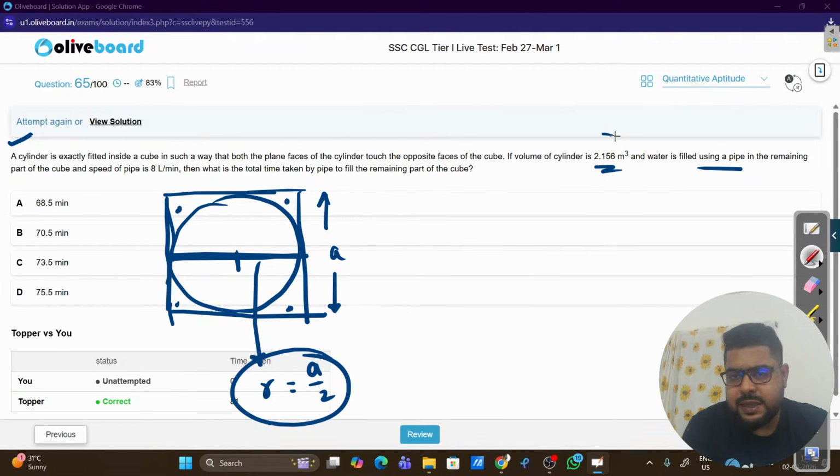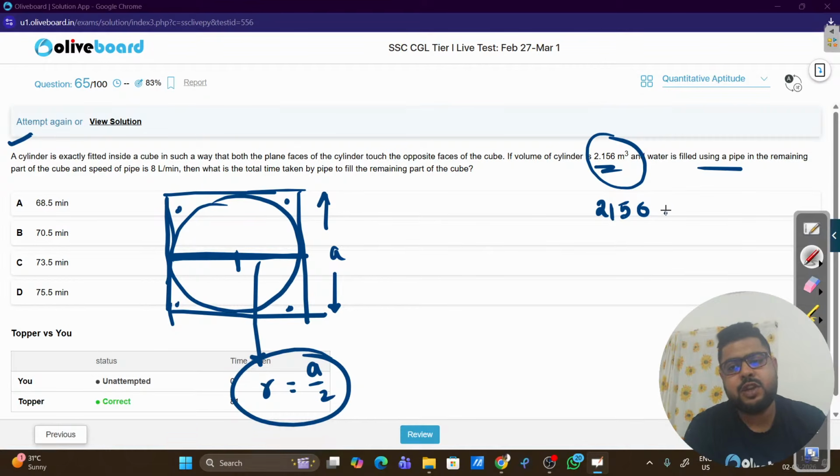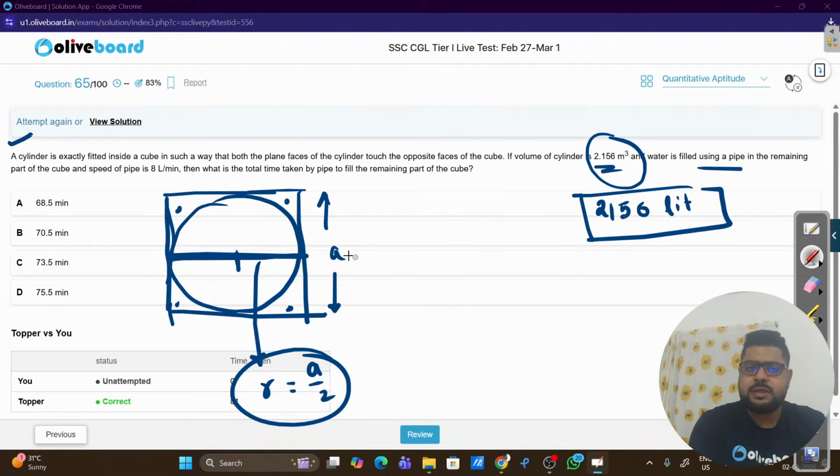So the volume of the cylinder is given. That means this is 2156 decimeter cube or liters, right? Because it is given in liters, so I have to equate. So I'm just converting everything into liters.